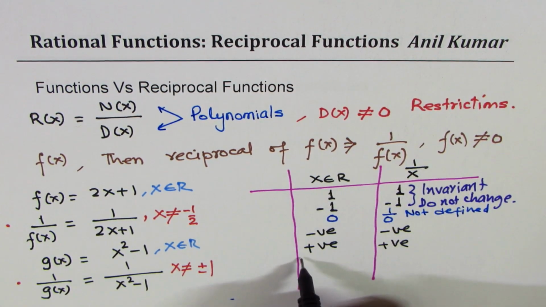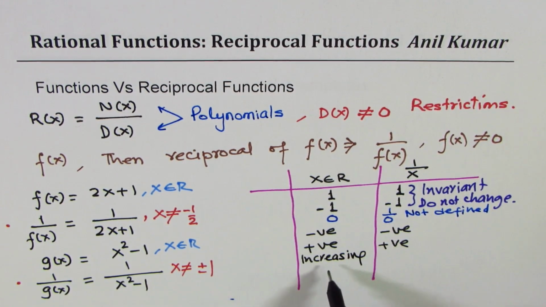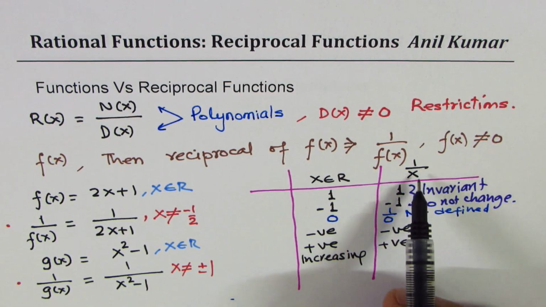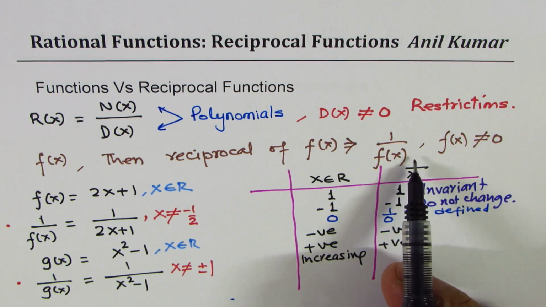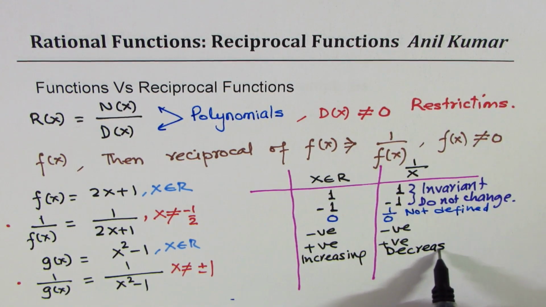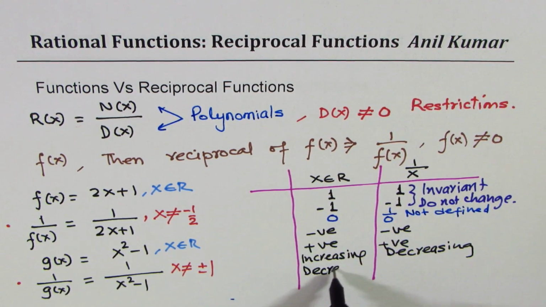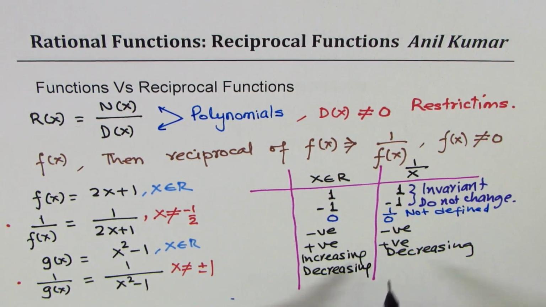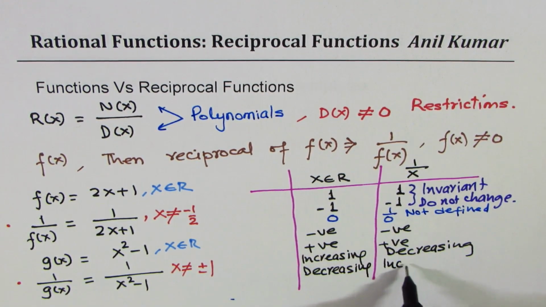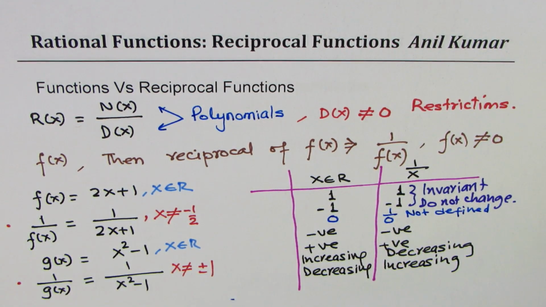Now, if the x value is increasing, let's say going from 1 to 2, then 1 over x will go from 1 to half. It will be decreasing. And if the x value is decreasing, then 1 over x will be increasing. Is that clear? Correct? So these are some very, very important things to consider.